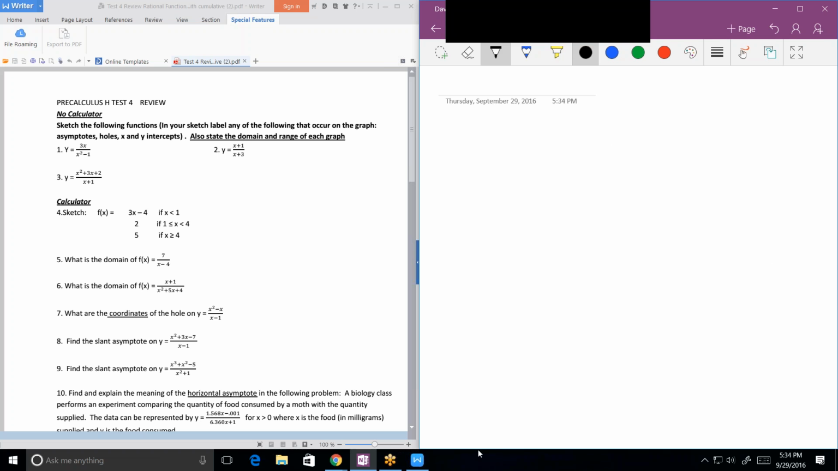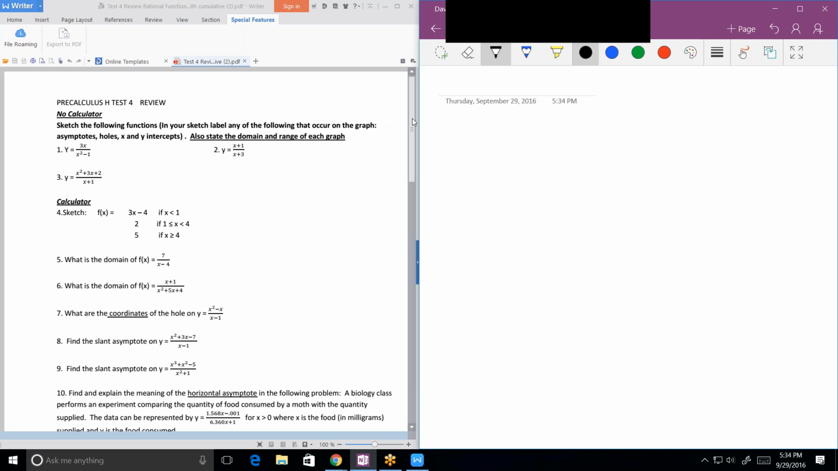Okay. The domain of number 5. You can give it to me in shorthand instead of interval notation. I know you know how to do interval notation now. Would it be all real numbers except for 4? Correct.